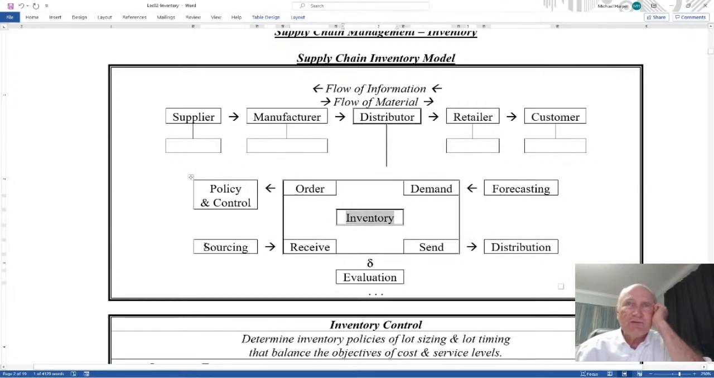Now, upstream to downstream, we're going to receive inventory, and this has to do with sourcing. Sourcing from upstream. We'll talk about alliances later. And then we're sending downstream, and that's distribution, and that's logistics. We'll talk about that next. Even though we have forecasting, order policy, sourcing and distribution, all of this has to be coordinated, and also evaluated.